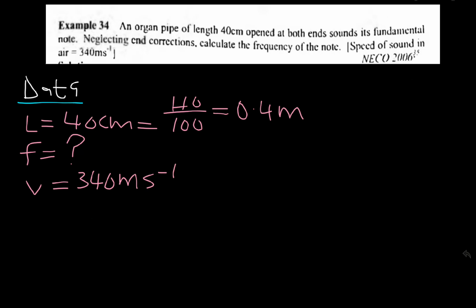Next, we need to write out our relationship. The relationship between velocity, frequency, and length for an open organ pipe is actually frequency equals V over 2L. Frequency equals V over 2L. I'd rather write that down. I'll write it here. Frequency equals V over 2L.